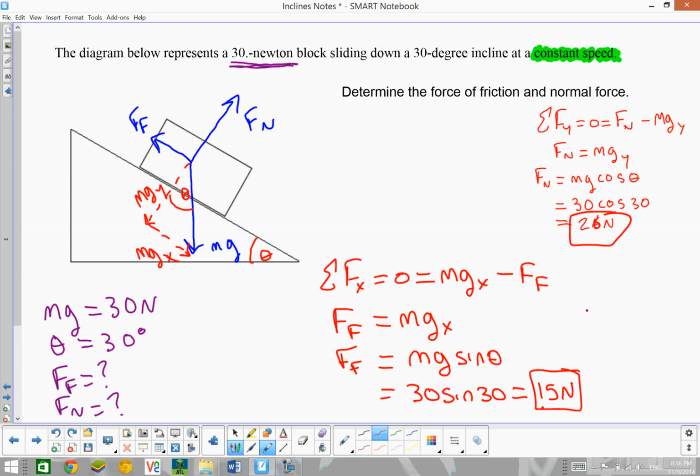And there you have it. The frictional force in this example is 15 newtons, and the normal force is 26 newtons. Let's go ahead and do another one.